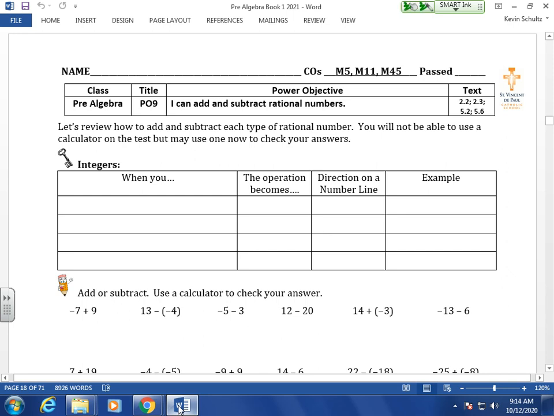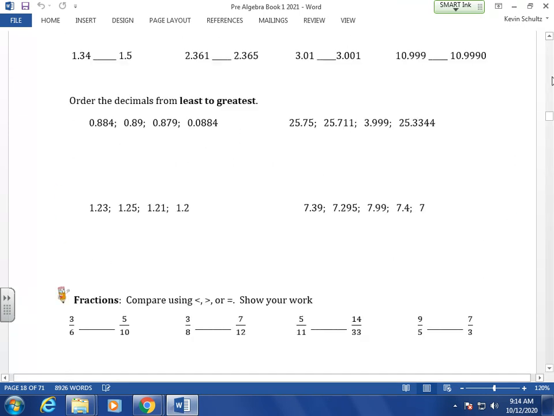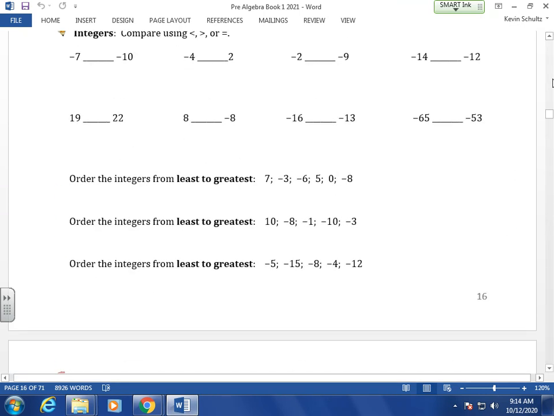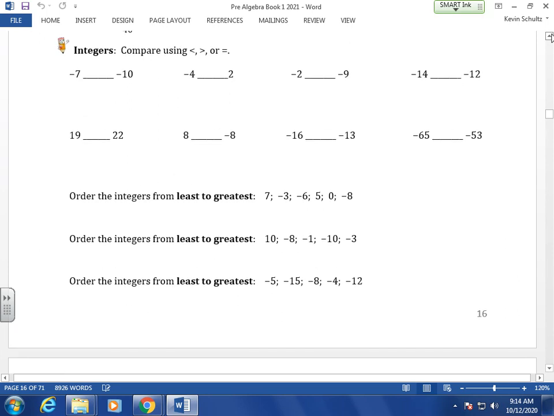Hello and good day. In pre-algebra, we'll be covering PO9, adding and subtracting rational numbers. But first, we are going back to PO8 to correct our assignment, make sure that we are all good with ordering integers, decimals, and fractions. So you needed to compare these using the less than, greater than, or equal to symbol.